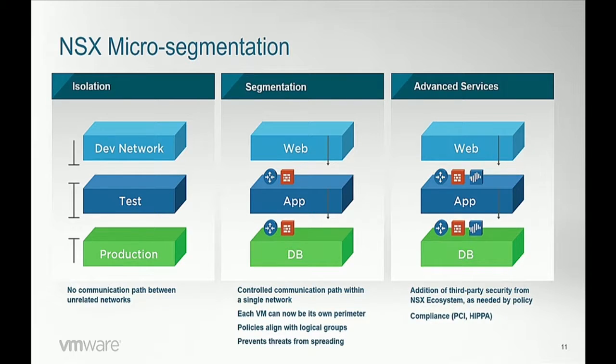So that's what we call advanced security services, and we have multiple security partners working with us, like Palo Alto, Checkpoint, Fortinet, and Trend Micro, that can steer the traffic and make the decision based on layer 7 security policy.